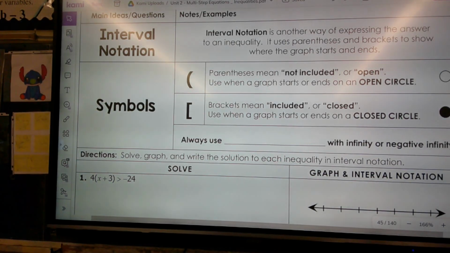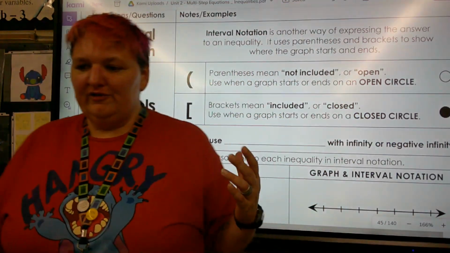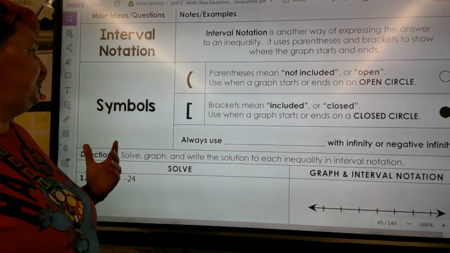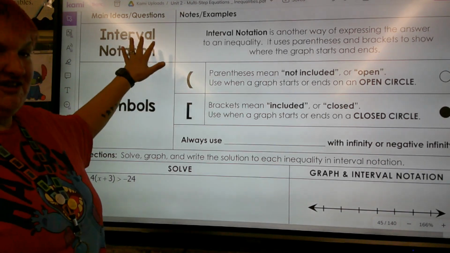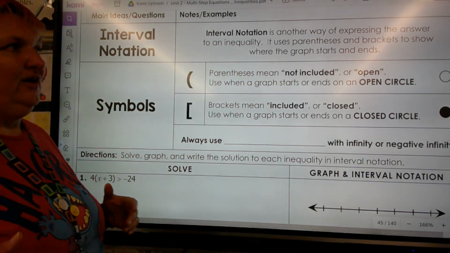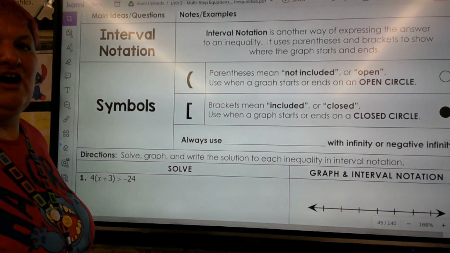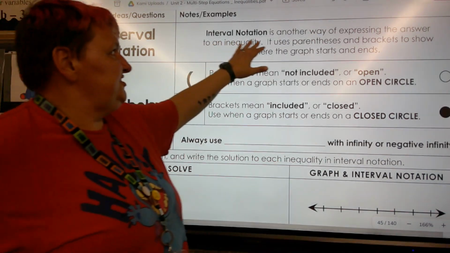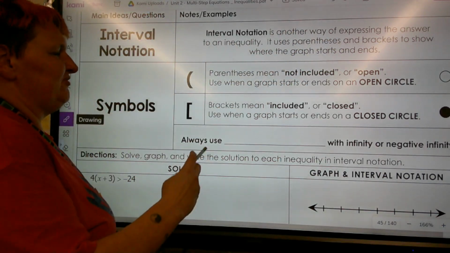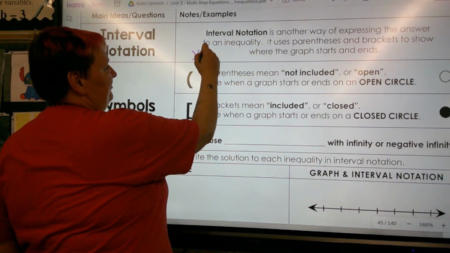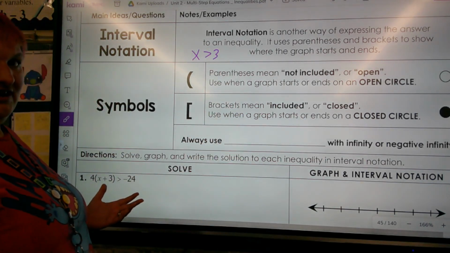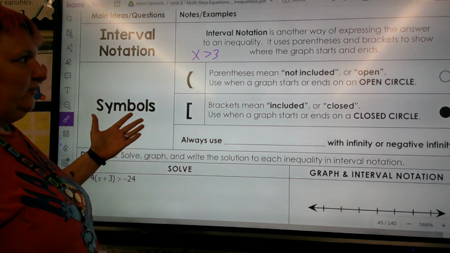Alright, 2.7 guided notes. We're digging further into the idea of graphing an inequality, and we're introducing the idea of interval notation. So how do you write that is the answer, right? We know what the answer becomes, but we need to know how to write it. Interval notation is another way of expressing the answer to an inequality. We already know some ways, like x is greater than 3. That's one way of answering that inequality.